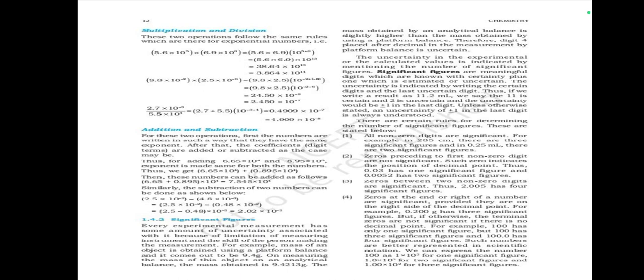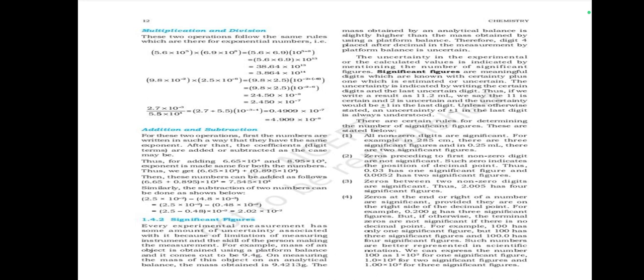Significant figures. Every experimental measurement has some amount of uncertainty associated with it because of limitation of measurement instrument and the skill of a person making the measurement. For example, mass of an object is obtained using a platform balance, and it comes out to be 9.4 gram. On measuring the mass of this object on an analytical balance, the mass obtained is 9.4213 gram. The mass obtained by an analytical balance is slightly higher than the mass obtained by using a platform balance.